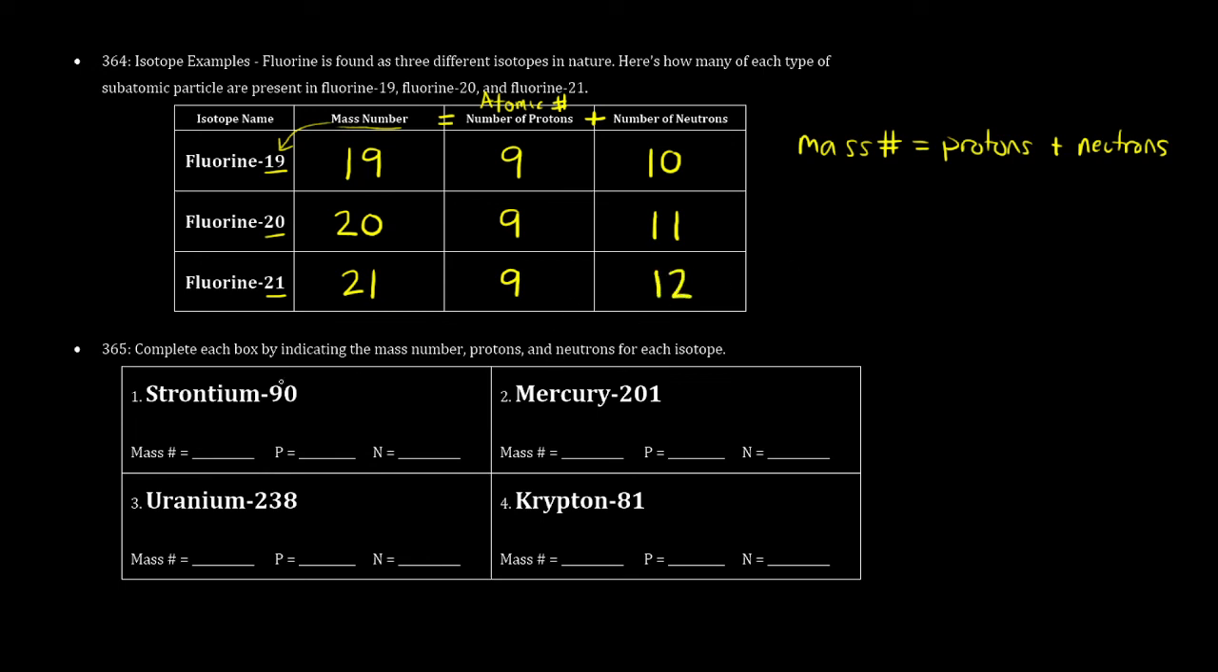Okay, so apply this logic down here for the next set. We have strontium 90, mercury 201, uranium 238, and krypton 81. Mass number, protons and neutrons together, the amount of protons, which is the atomic number, like we've been talking about, and then finally the number of neutrons.